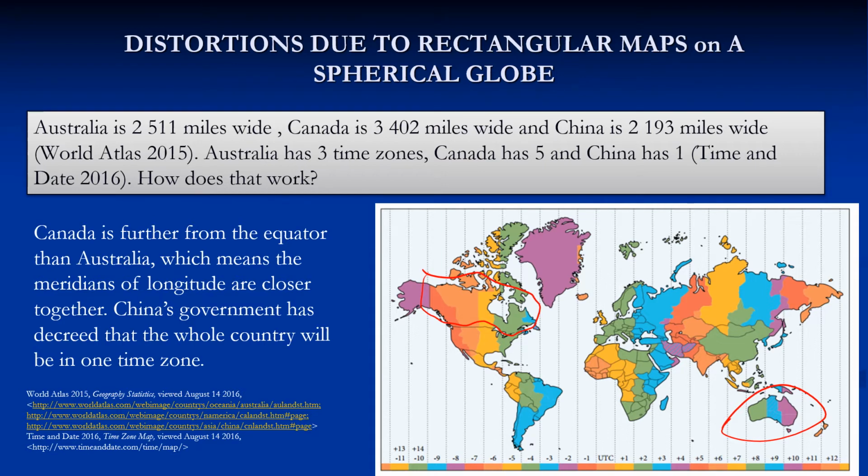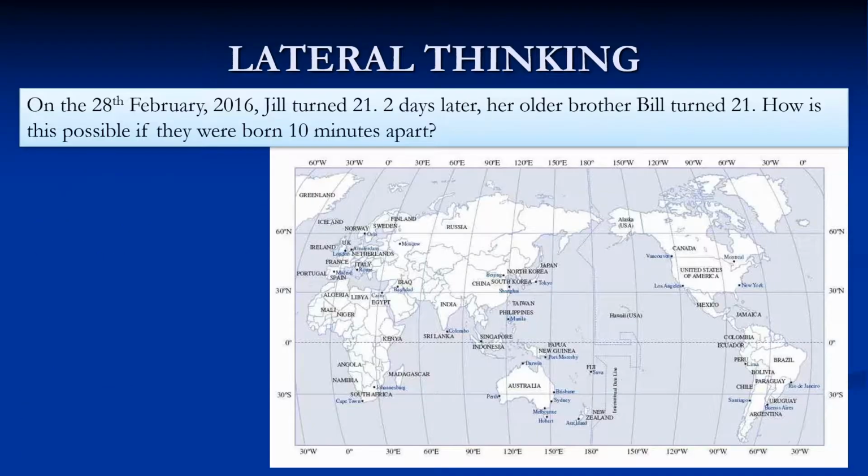And what China? And this is what I mentioned. So you can see that, first of all, Canada's further apart from the equator. Look at the difference in miles. So it's still got 900 miles extra, but it's got an extra 2 time zones. So Canada's further from the equator than Australia, so that means the meridians of longitude are closer together. Now, China's government has just said, well, the whole country will be in 1 time zone. So that's the reason for the difference to Australia.